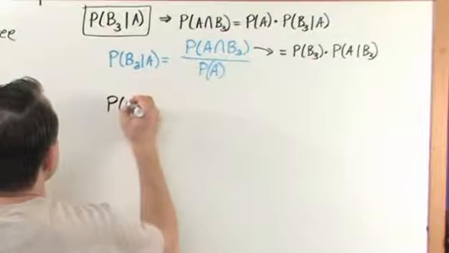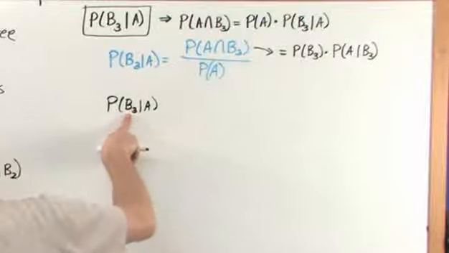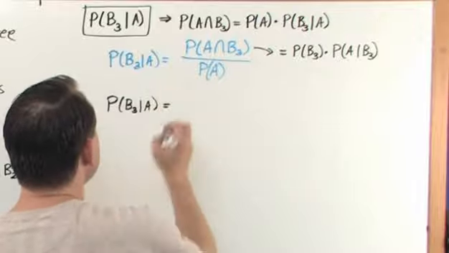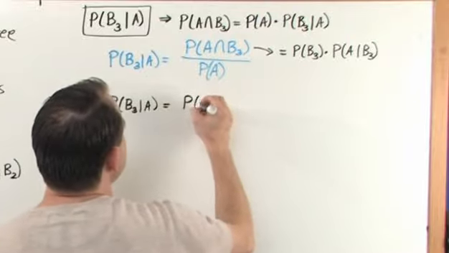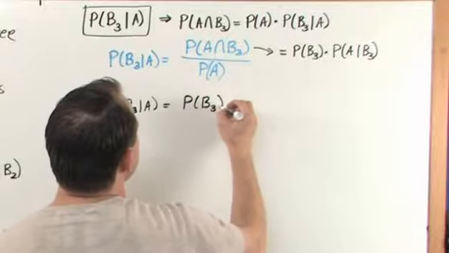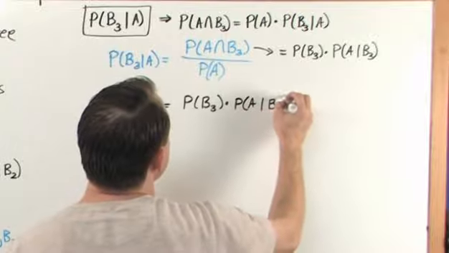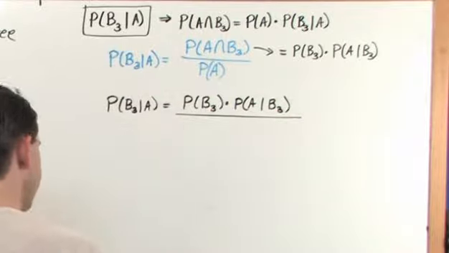The probability of B3 given that A occurred, this is the probability that the car was built by plant 3 given that the car was error-free, is going to be equal to, let's write down what we know here. The probability of B3 times the probability that A occurred given B3, divided by this bottom thing. And we know what this bottom thing is.